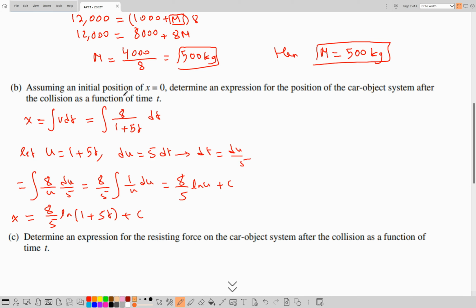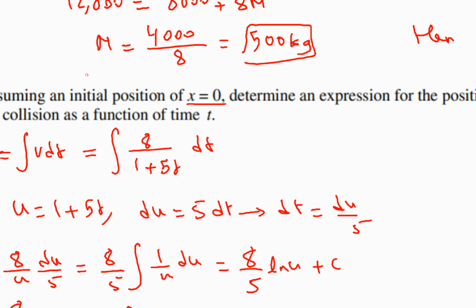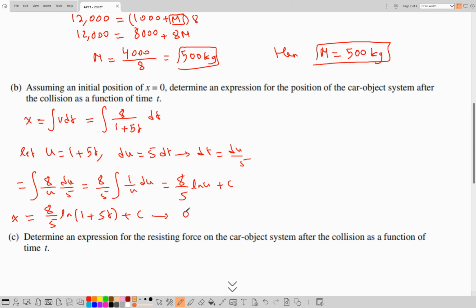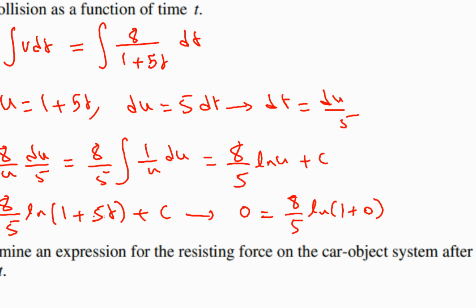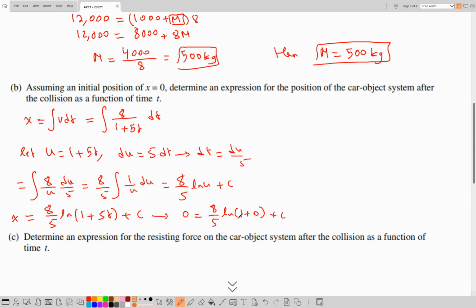Now initially, assuming an initial position of x equal to 0, which corresponds to t equal to 0, that would be 0 equals 8 over 5 ln of 1 plus 0, because t would be 0, 0 multiplied by 5 would be 0, plus c, and we know that ln 1 eventually is 0, which makes c to be 0. Then the position of the car object system after the collision is given by x equals 8 over 5 ln of 1 plus 5t, expressed explicitly in terms of time.